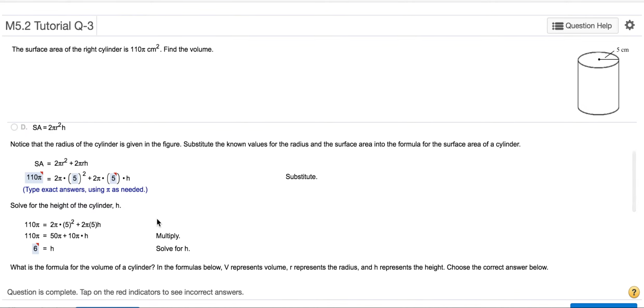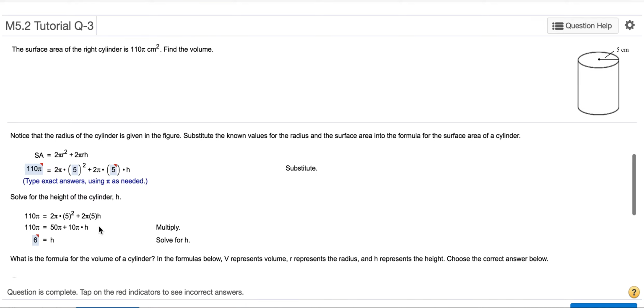Now we're going to do some solving of that equation. So down here we just simply wrote, without the parentheses, 110 pi equals 2 pi times 5 squared, which we know is 25, plus 2 pi times 5 times h. Now let's simplify. In order to simplify this, you need to simplify on this side of the plus sign first. We move from left to right.